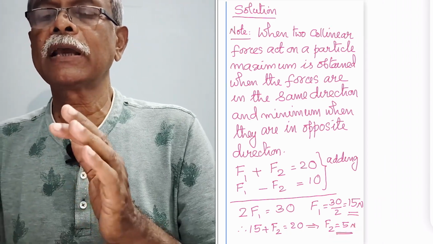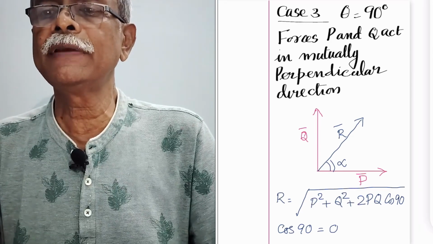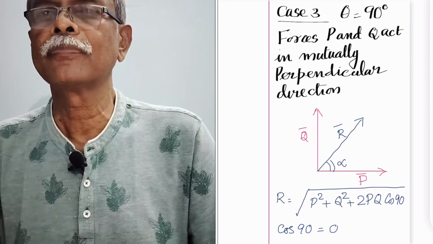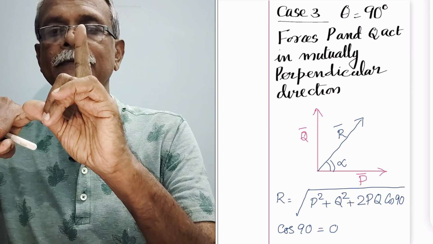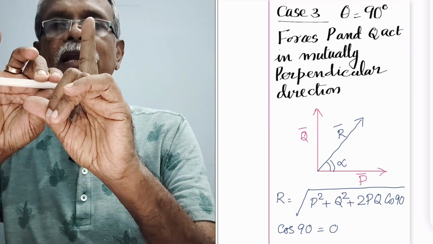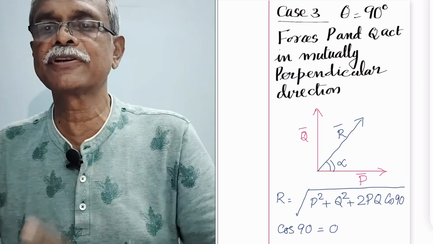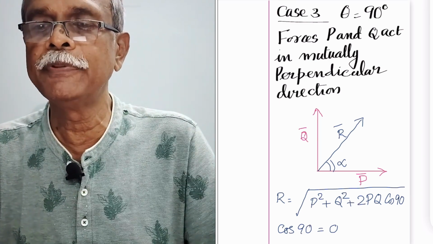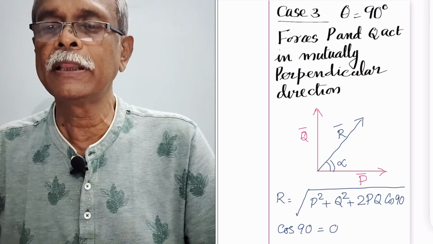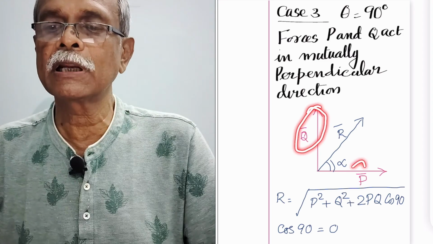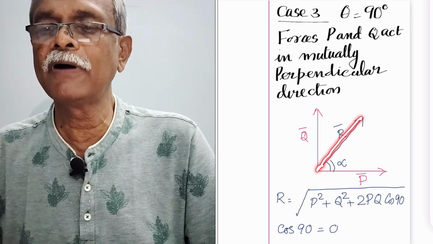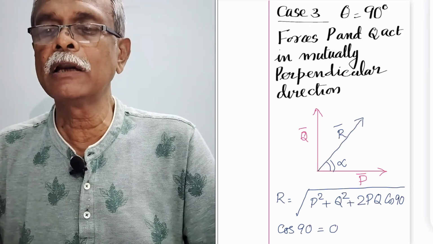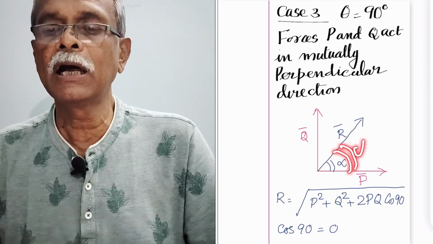We take case 3. Theta is equal to 90 degrees, that is, the two forces are mutually perpendicular like this. One force is in this direction, another force is in this direction. That is P and Q, this is Q, this is P, they are perpendicular to each other, and this R is the resultant. This angle alpha is the angle between P and R.